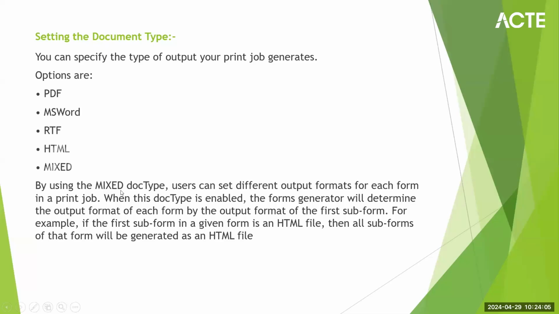So how to set it? By using a mixed doc type, the user can set different output formats for each form in a print job. When this doc type is enabled, the form generator will determine the output format of each form by the output format of the first subform. For example, if the first subform in a given form is an HTML file, then all subforms will be generated as an HTML file.